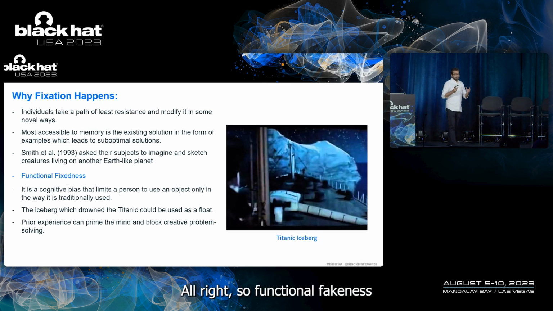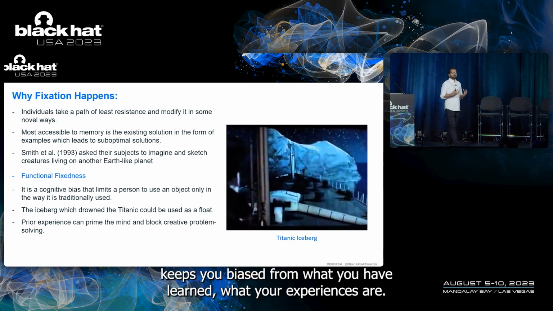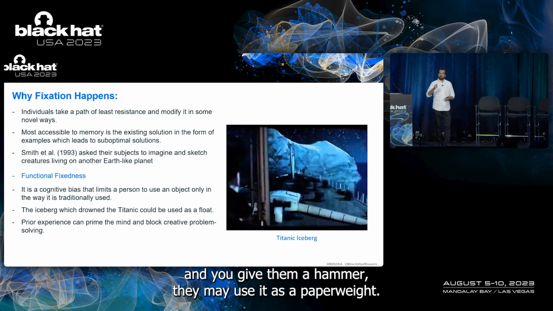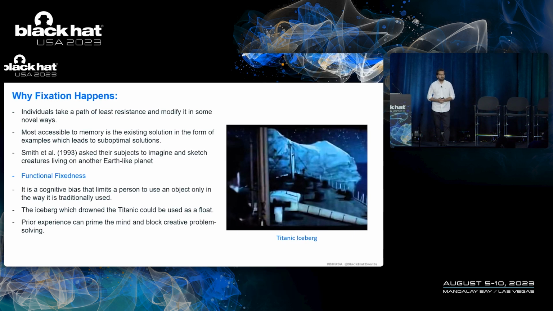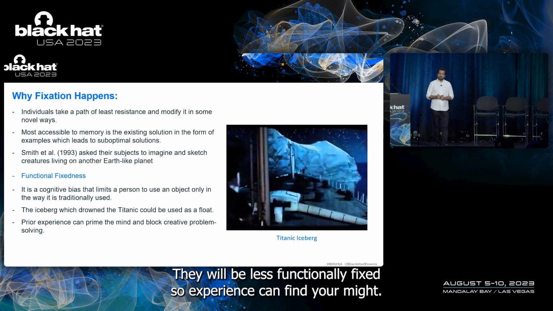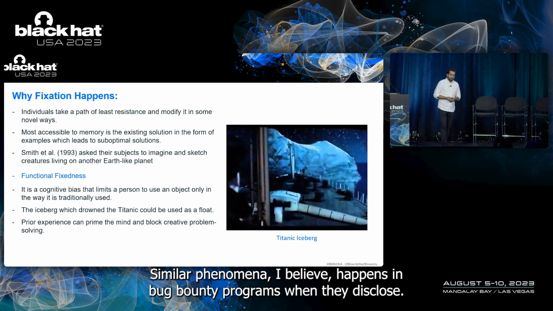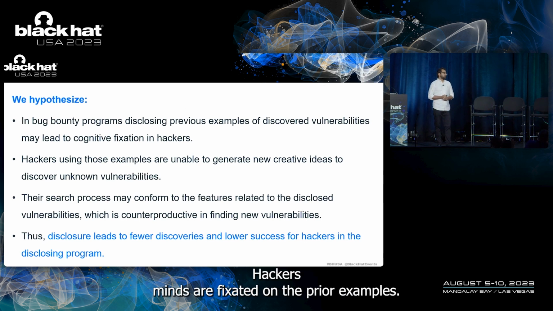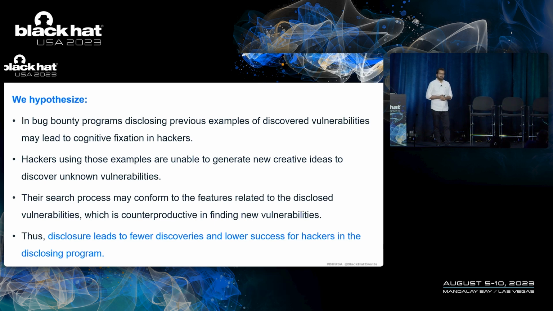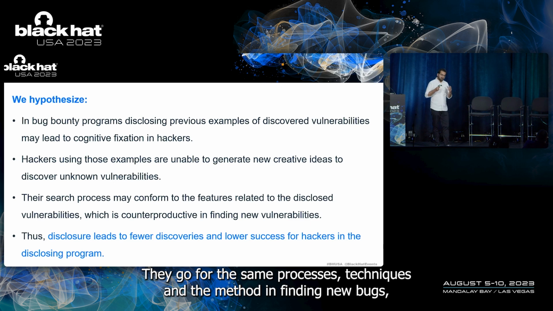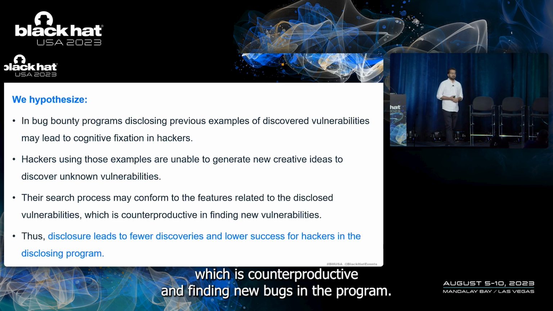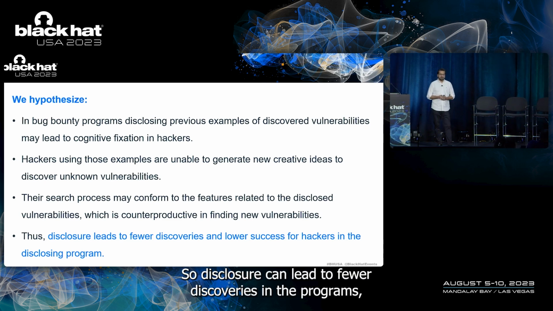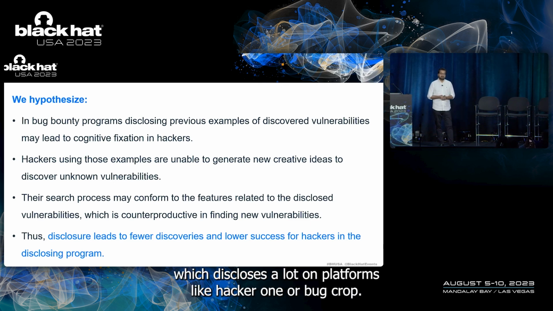So functional fixedness keeps you biased from what you have learned, what your experiences are. If someone has no experience of using a hammer, and you give them a hammer, they may use it as a paperweight. They will be less functionally fixed. So experience can prime your mind. A similar phenomenon, I believe, happens in bug bounty programs when they disclose. When you disclose a lot, hackers' minds are fixated on the prior examples. They go for the same processes, techniques, and methods in finding new bugs, which is counterproductive in finding new bugs in the program. So disclosure can lead to fewer discoveries in the programs which disclose a lot on platforms like HackerOne or BugCrowd.